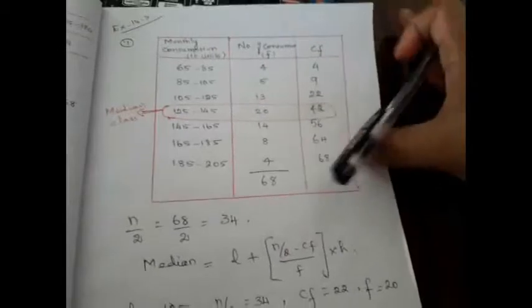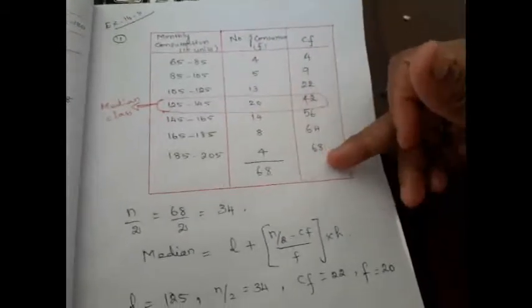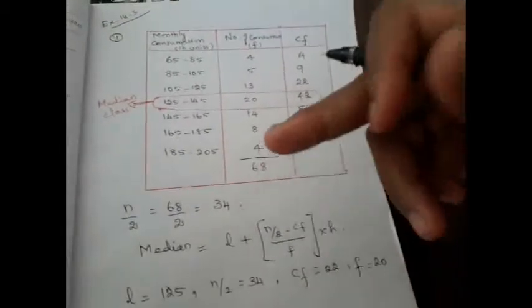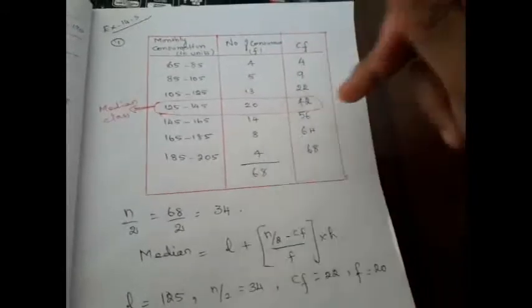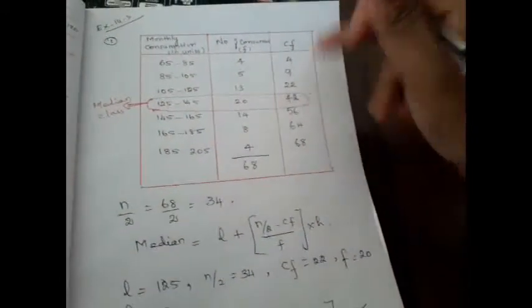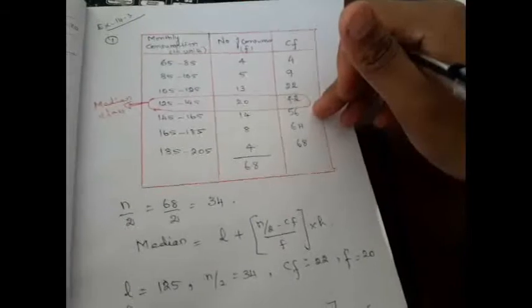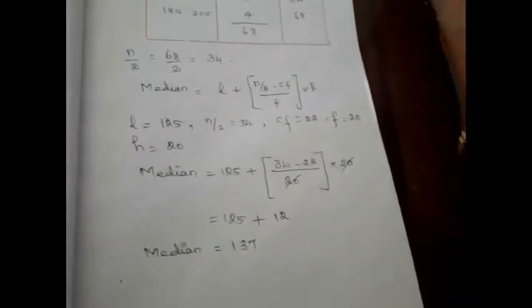This is how you need to find the median. So to find the median, first you have to find what is your CF. After finding CF, you have to find your n by 2. Only after using n by 2 you can identify your median class. Once you have identified your median class, you can very well substitute in the formula and you can find the median. Right? Hope you understood.